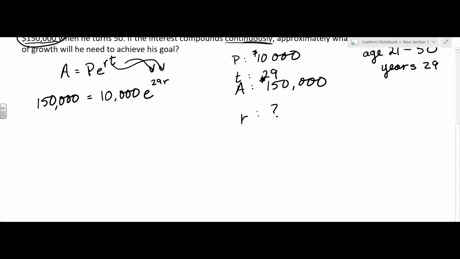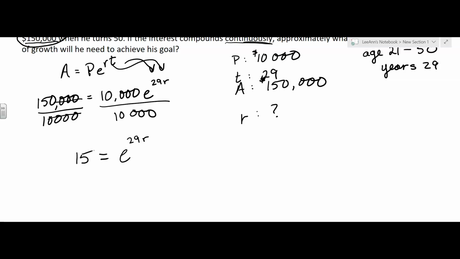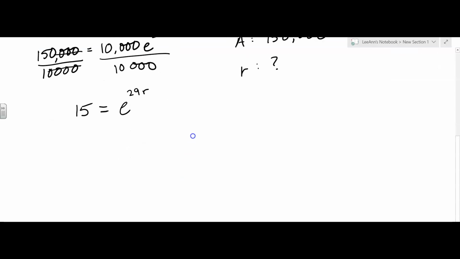So, okay, I want to solve this. Now, we just did an example something like this. We're going to get rid of that coefficient right off the bat. So divide both sides by 10,000. And on the right, I get e to the 29r. On the left, well, I've got 4 zeros in the denominator and 4 there, so I'm going to get 15. Now, you could work that out on your calculator, but that's a little trick when you're dividing by powers of 10, or when you have those zeros. Okay, so that looks a little more friendly.